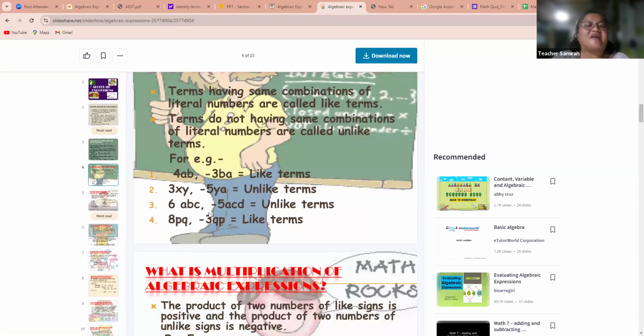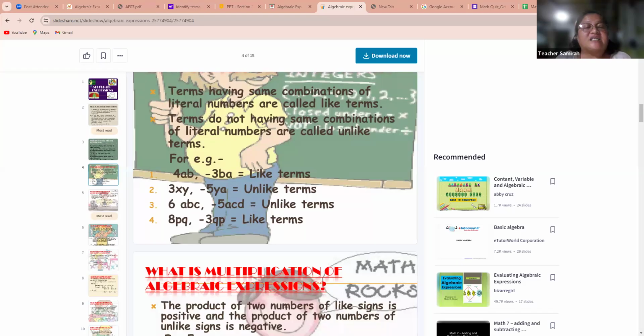How about 3xy and negative 5ya? Can you see the same variables from 3xy to 5ya? You can only see that there is the same variable y, but the x and the a are not actually the same. Therefore, we consider that one as unlike terms.